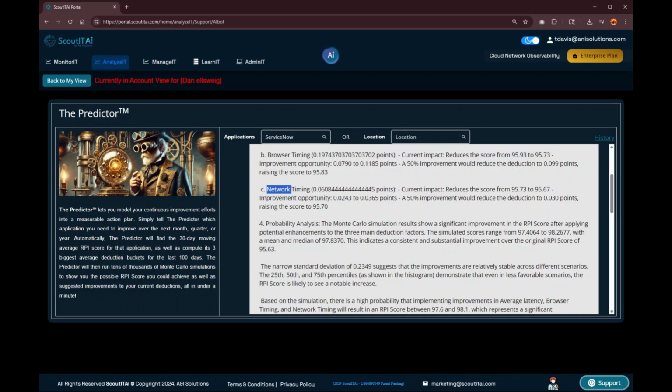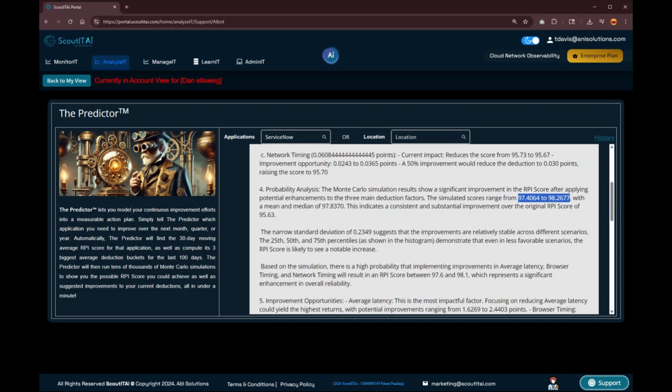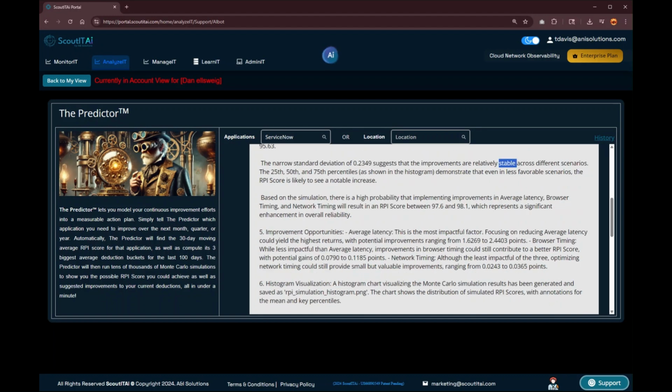And this is over time. This isn't just looking at right now. All right, so here's your probability analysis. Monte Carlo shows that you could get a significant improvement, and the simulations that he ran all fell between 97.4 and 98.2. So that's pretty good. Oh, and look at that, I was right. There's a narrow standard deviation, so these improvements are relatively stable. That's good to know as well.